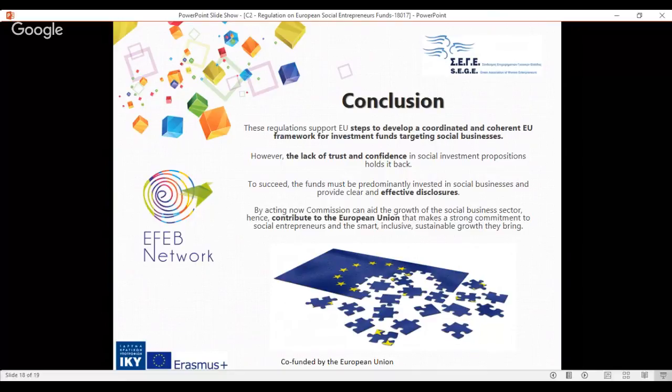If a manager manages funds that invest in qualifying portfolio undertakings and meets the requirements of Article 3 of the AIFMD, then the opportunity to avail of a marketing passport will be very attractive, as it will not add appreciably to the light touch regulatory burden already imposed on that manager, who would in any case be a registered manager under AIFMD. These regulations support EU steps to develop a coordinated and coherent EU framework for investment funds targeting social businesses.